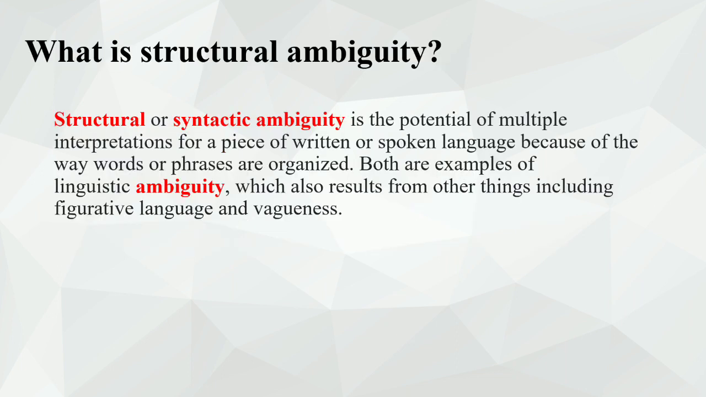The third term is structural ambiguity. Structural or syntactic ambiguity is the potential of multiple interpretations for a piece of writing or spoken language because of the way words or phrases are organized.